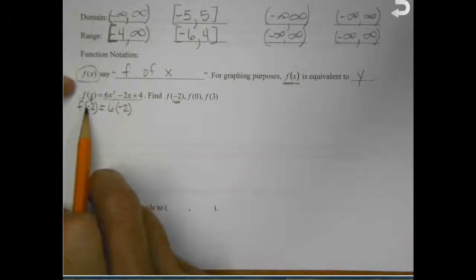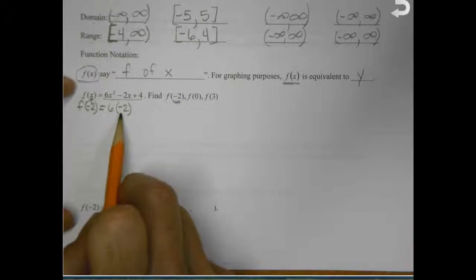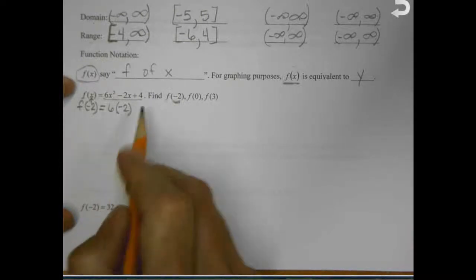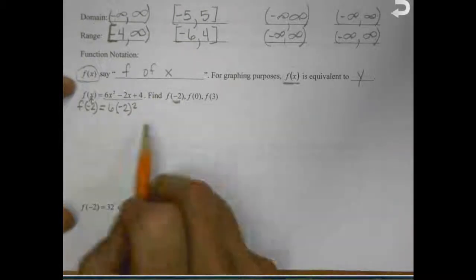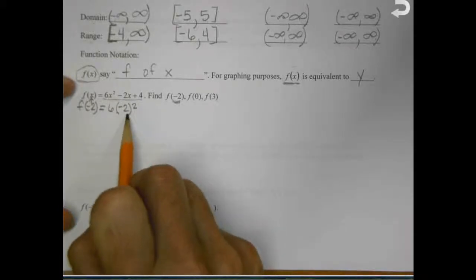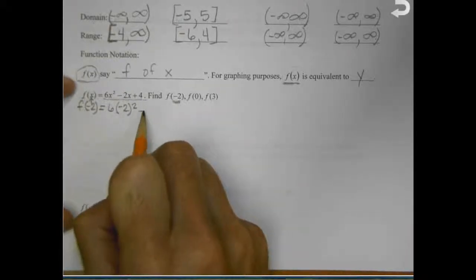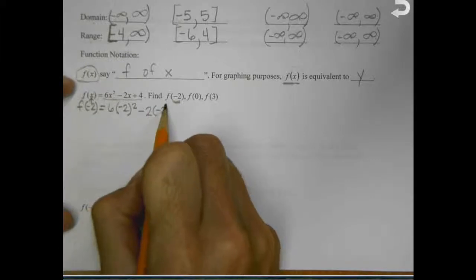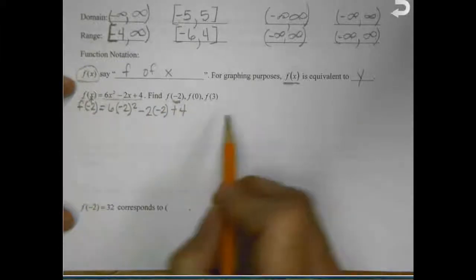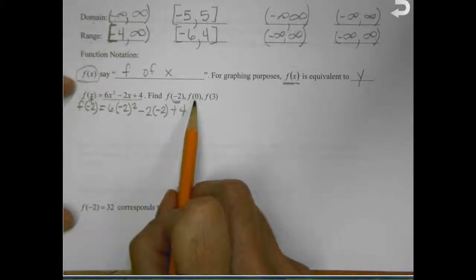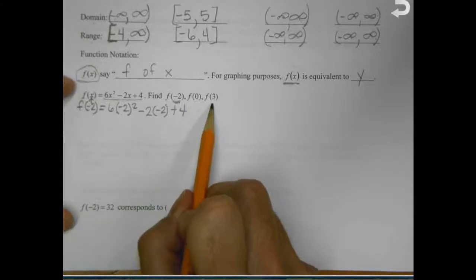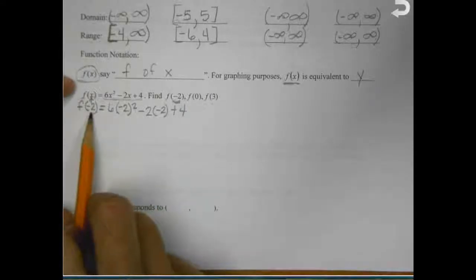And because it's a negative, don't forget, you're going to be well served if you put any negatives inside parentheses. So then I know I'm squaring the entire negative, not just the 2. And then minus 2 times a negative 2 plus 4. And that's for my f of negative 2. I also need to find f of 0 and f of 3. Back to the f of negative 2.